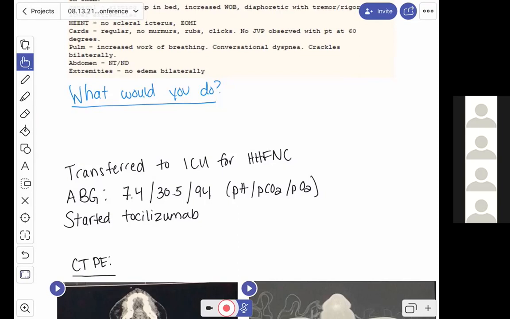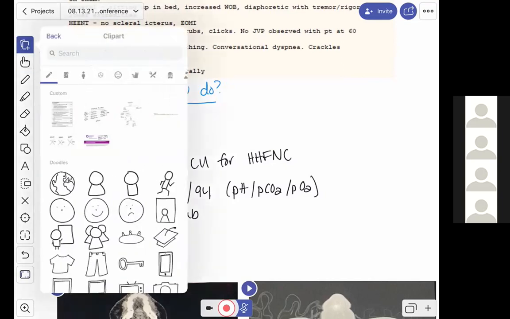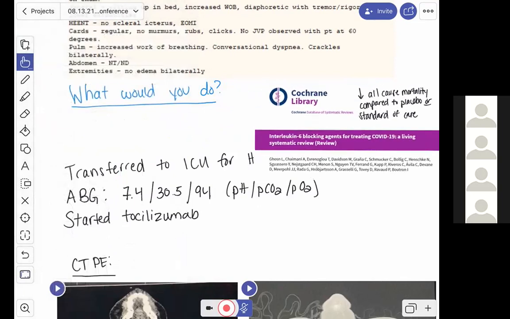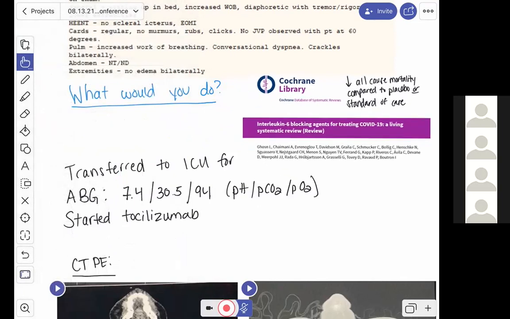Who knows why we start tocilizumab? What's the data behind that? Or the indication for it? People worsening within 24 hours after starting DEX, worsening hypoxia, being admitted on DEX. Yeah, so there's Cochrane review. IL-6 blocking agents, so tocilizumab for our purposes, should be started on any patient who is admitted to the ICU within 24 to 48 hours of admission.